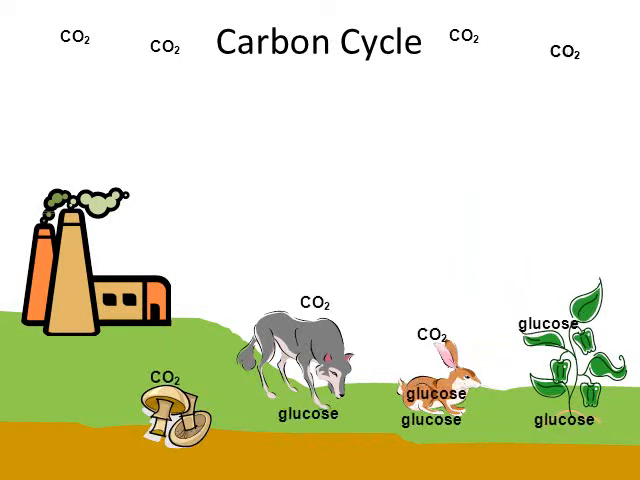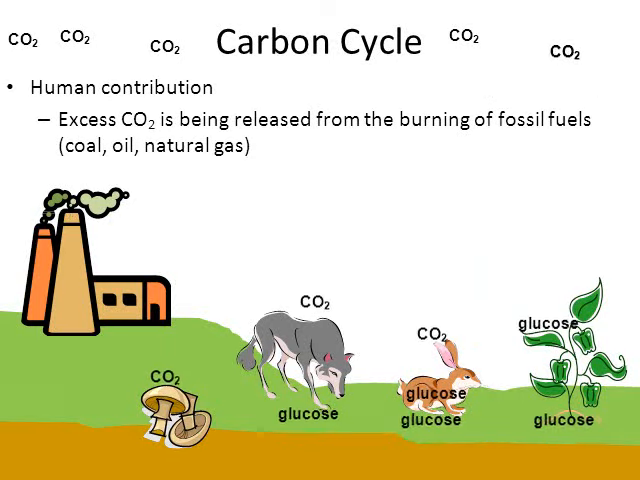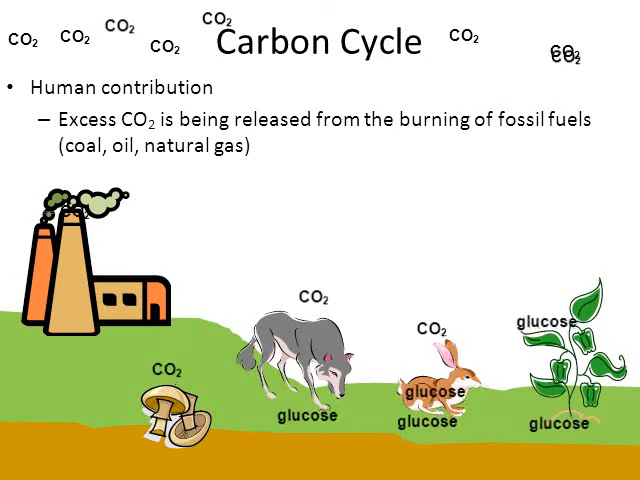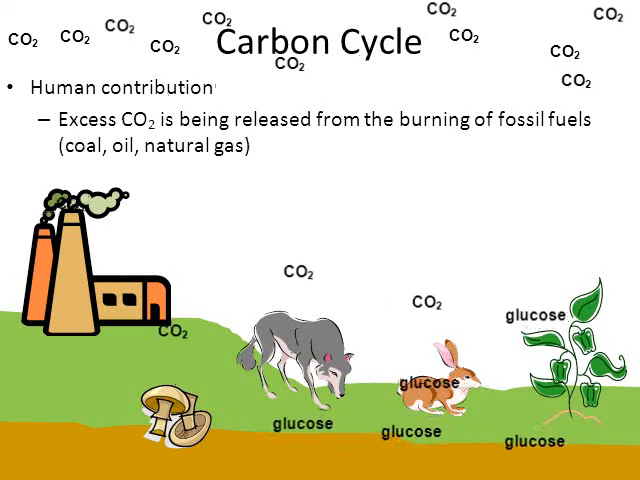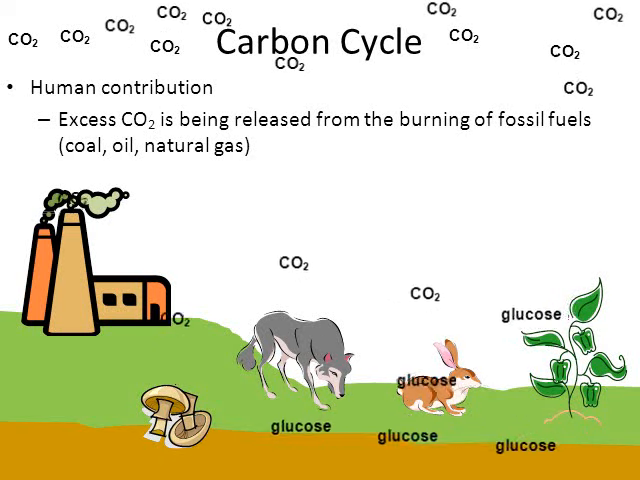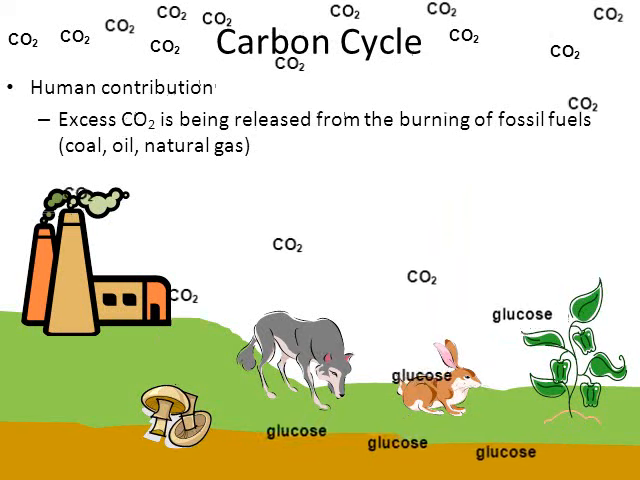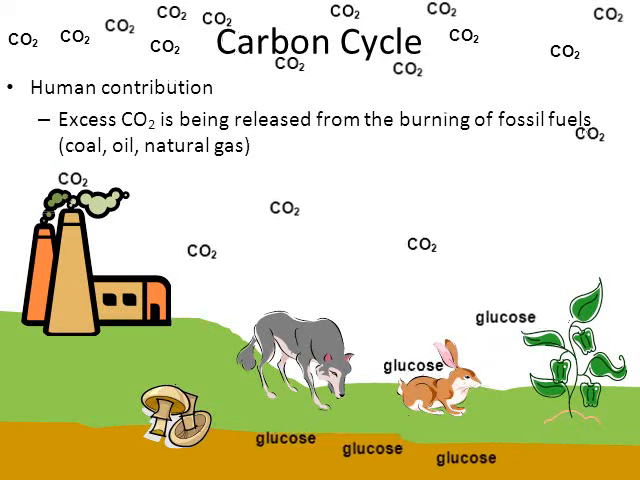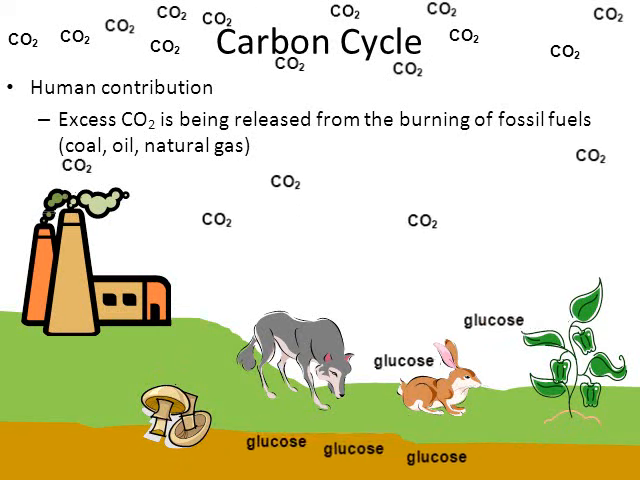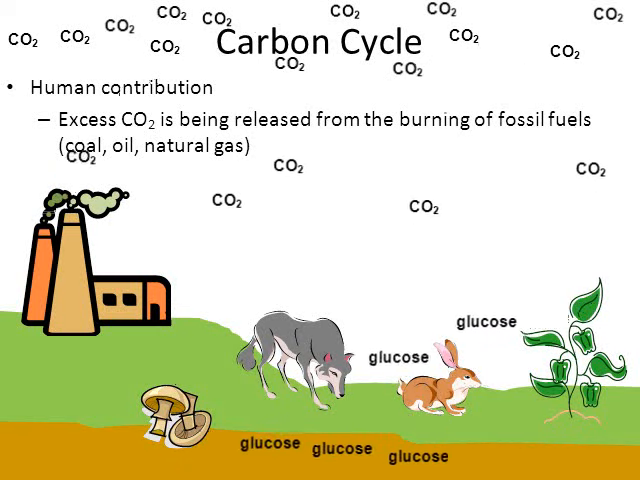And before we move on, I want to mention the human contribution. An excess amount of carbon dioxide has been released into the atmosphere from the burning of fossil fuels like coal, oil, and natural gas. So in the animation, you see a factory releasing all of these extra amounts of carbon dioxide. This is leading our carbon cycle to be out of balance.